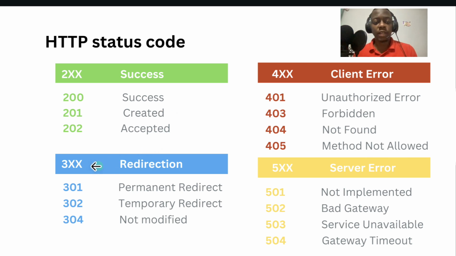The 300 level code is usually used to indicate that we have a redirection issue. The 400 level code is usually used to indicate an error at the level of the client, for example, unauthorized, forbidden, or request not found. The 500 level is usually used to indicate an error at the level of the server, for example, service unavailable, gateway timeout, or bad gateway.